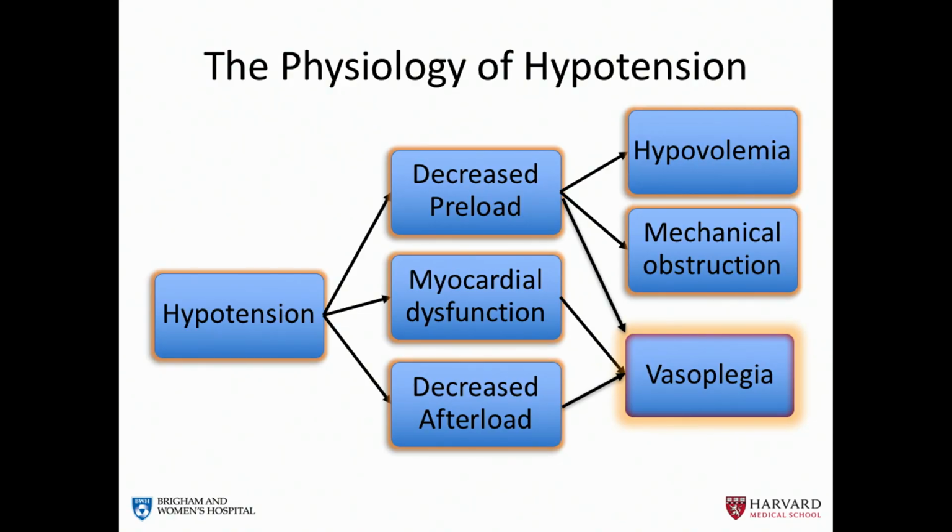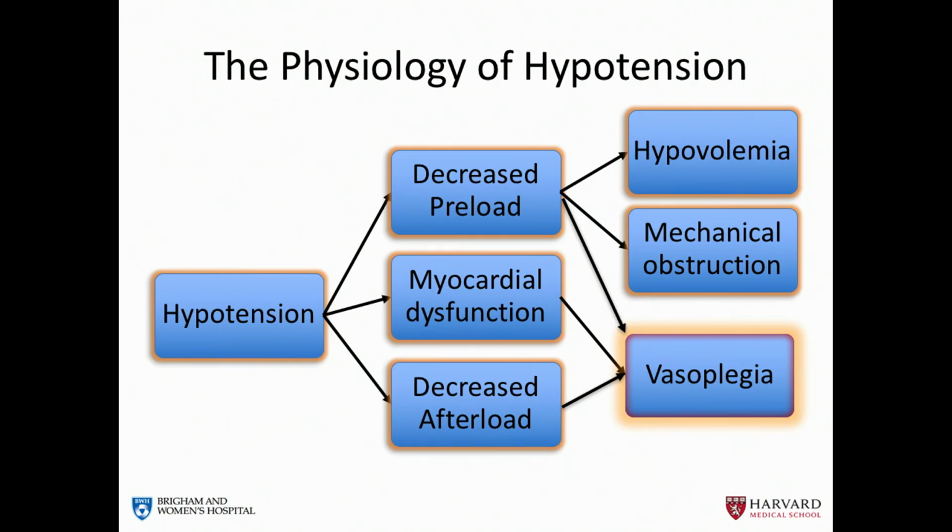We also have to think about why that patient needs to be monitored, especially in the setting of hypotension. This is just a very simplified approach to why patients might be hypotensive. They could include decreased preload or decreased intravascular volume, myocardial dysfunction, such as what happens in cardiomyopathy or even acute myocardial infarction, and decreased afterload. And there are a number of reasons for decreased afterload.